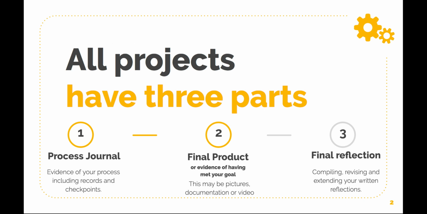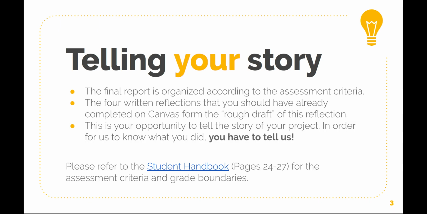And finally, you will need to compile a final reflection. You will take the 4 written reflections that were submitted on Canvas during first semester and revise those, add to them, integrate your research, and submit them as your final report. The final report is organized based on the assessment criteria. The 4 written reflections that you should have already completed on Canvas in first semester form the rough draft of this reflection. This is your opportunity to tell the story of your project.